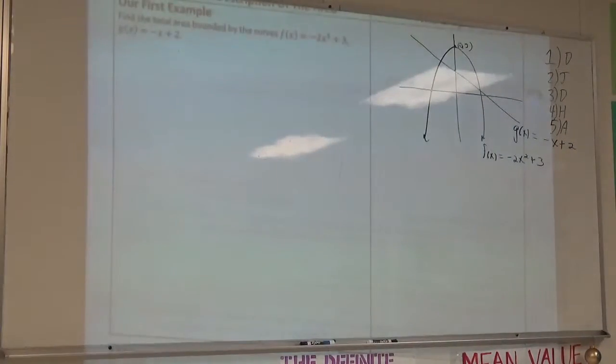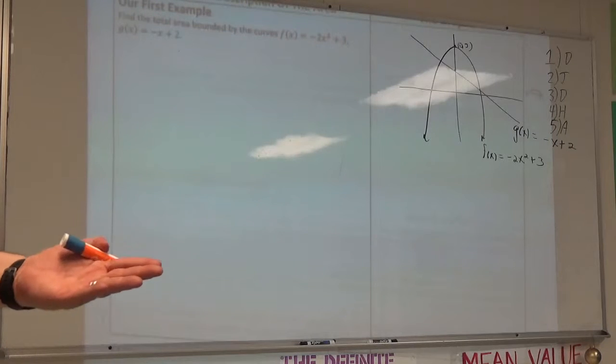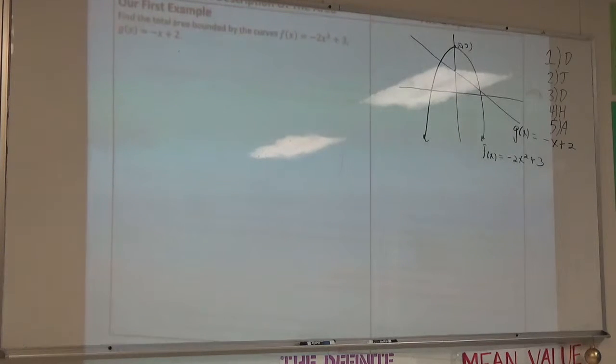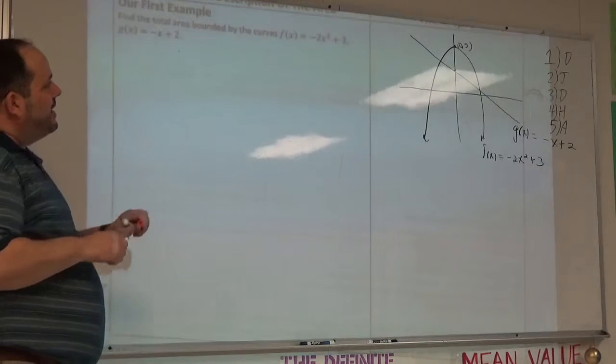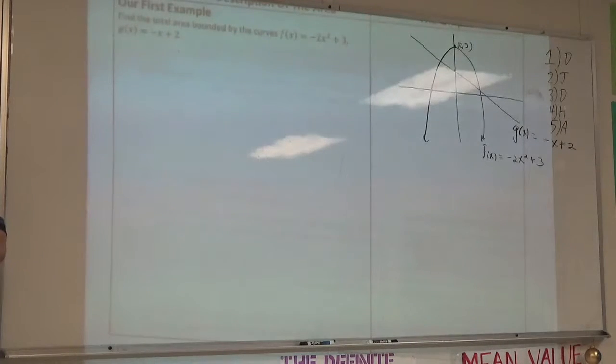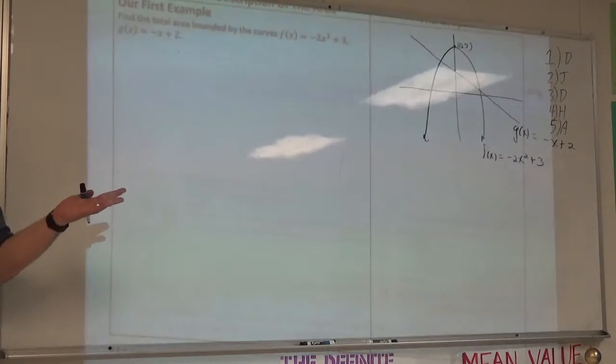Because part of the issue is going to be, what am I even asking you to find? Which area is this? Specifically the area bounded by the curves f of x equals negative 2x squared plus 3 and g of x equals negative x plus 2. Where is that?